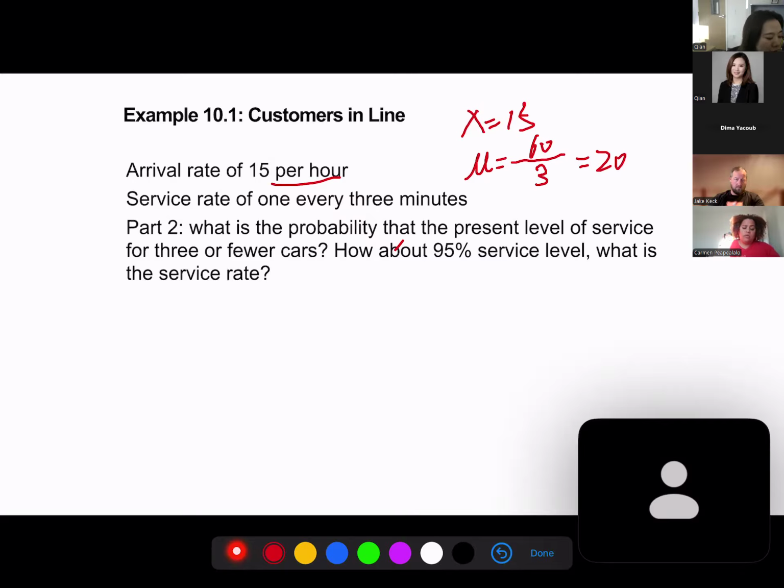And then it asks, what is the probability that the present level of service is for 3 or fewer customers? Fewer cars. And how about a 95% service level? What is the service rate? For the homework, you don't have to care about this second question, but you still need to figure out the first one. Okay, so let's move to the answers here.